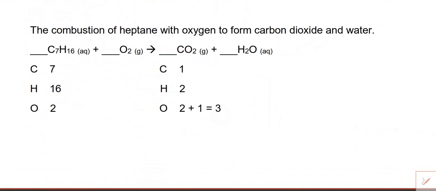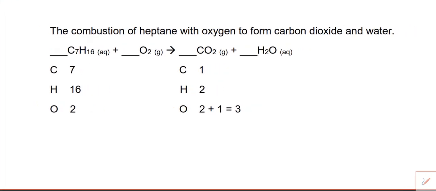If I have the combustion of heptane with oxygen to form carbon dioxide and water, which is what a combustion equation is, my equation would look like the one below. I would then list out everything I have under the reactant side, everything I have under the product side in the same order, and then using the subscripts, I count how many I have of each. I want you to be aware that the oxygen on the product side is a little tricky because I have 2 in the carbon dioxide and 1 in the water for a total of 3.